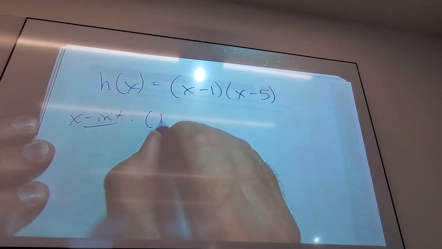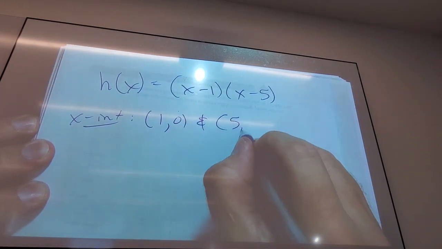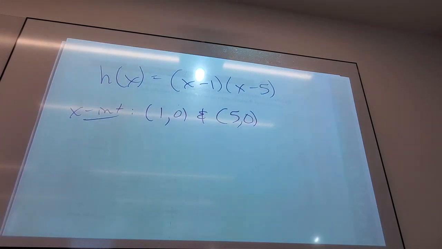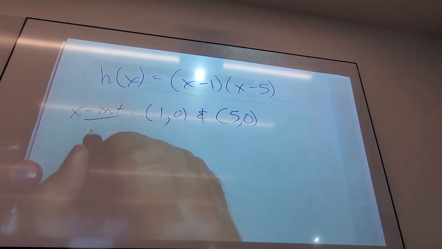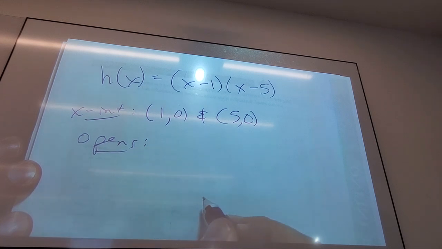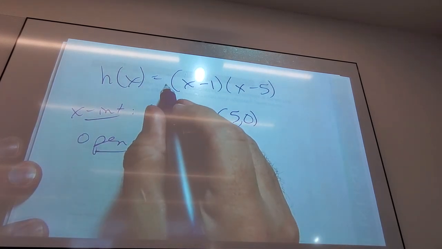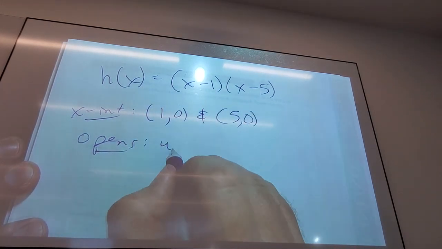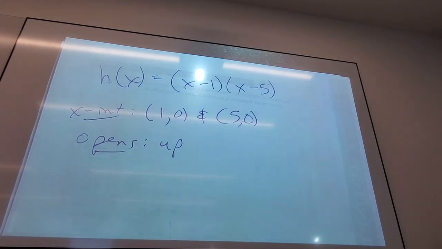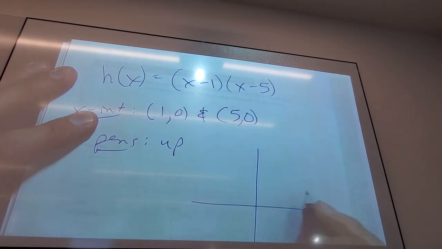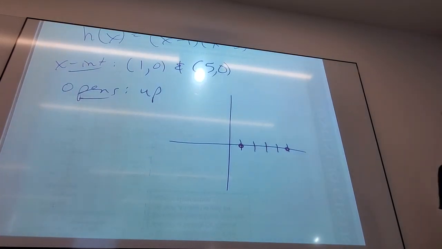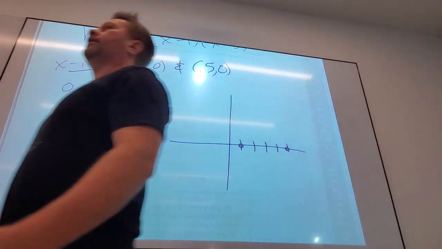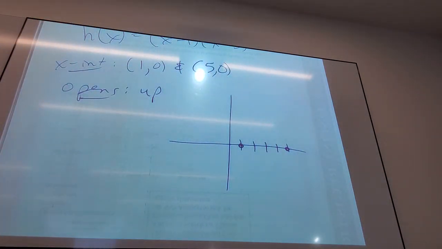(1, 0) and (5, 0). And you can also answer this question: which way is it opening? Because it's positive, yeah? When you multiply it, it'll be positive x squared, so it opens up. So all I know so far is there's an intercept here, there's an intercept here. But that means I know where the vertex sits. I know what the x value of the vertex is.